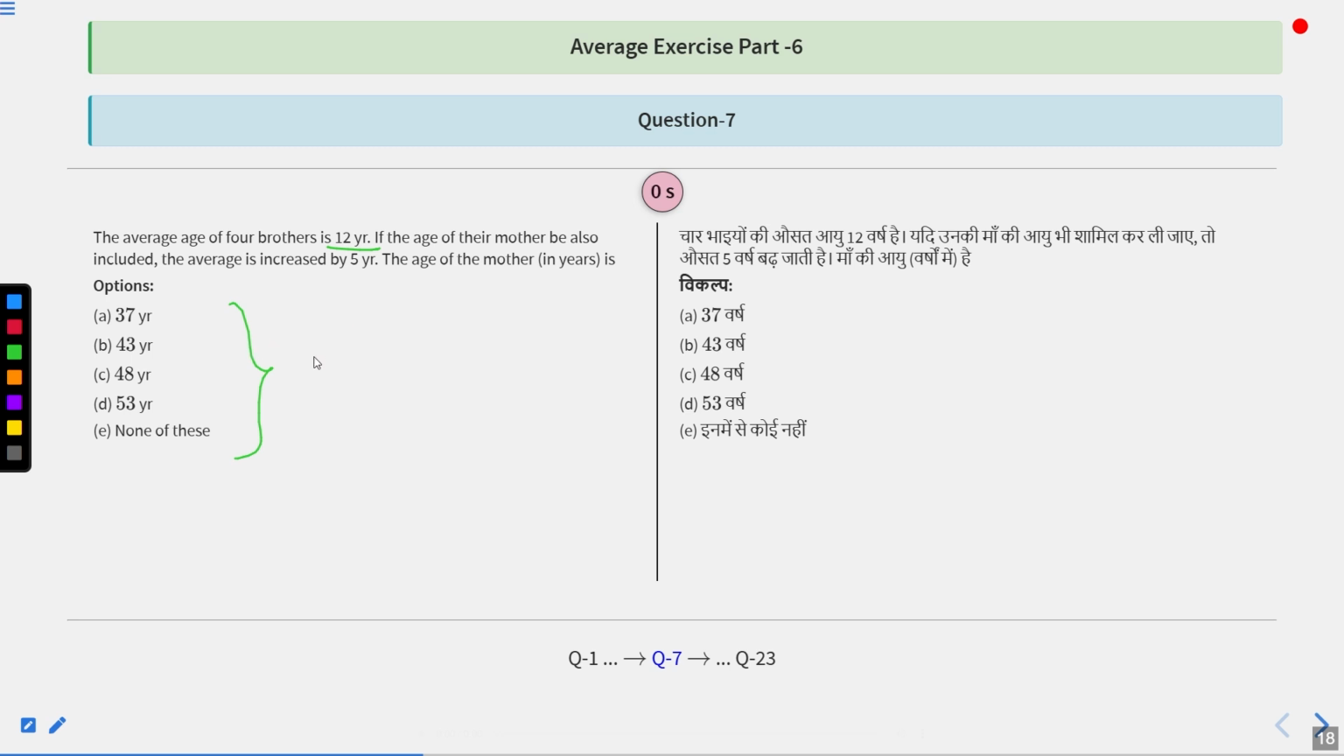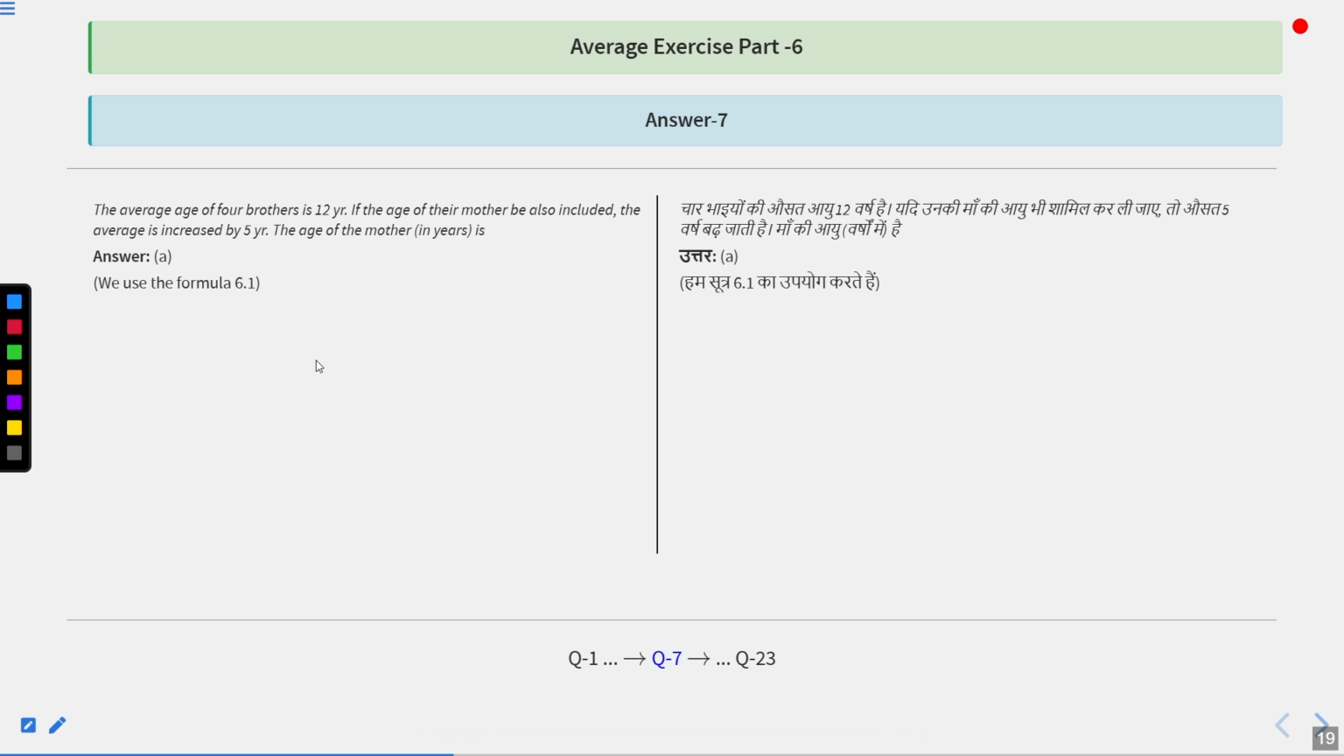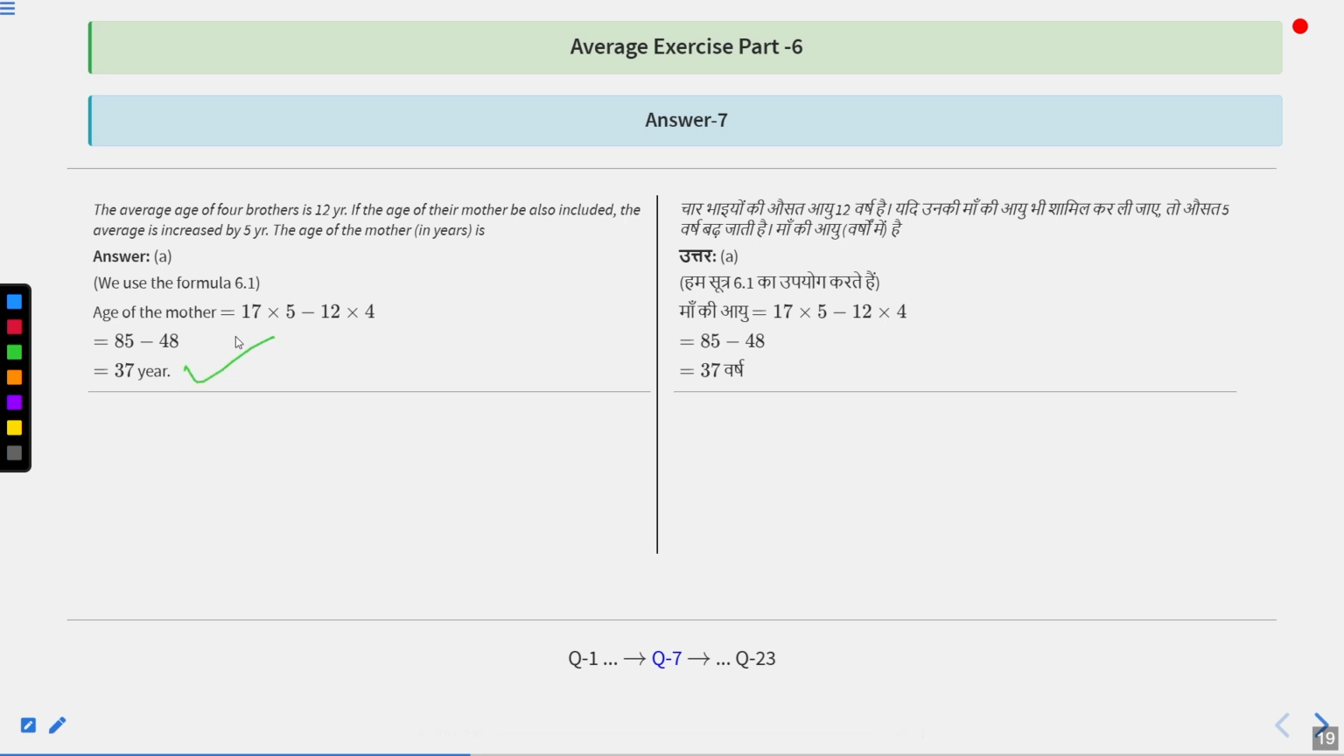Now time's up. Let's see the solution. We use formula 6.1. The average age of 4 brothers is 12, so total age becomes 12 into 4, which is 48. It says that when the mother was included, the average increased by 5, so total will become 17 into 5. The difference between them is the age of mother. When we calculate it, we get the age of mother, which is 37 years.